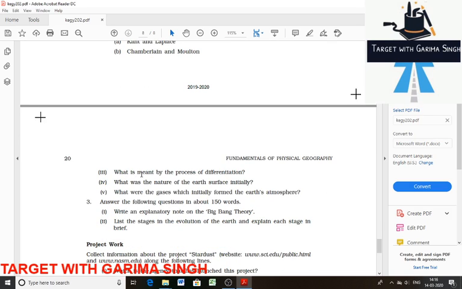Then third is, what is meant by the process of differentiation? So starting from the surface to the central part, we have layers like crust, mantle, outer core, inner core. From the crust to the core, the density of material increases. This process of Earth-forming material getting separated into different layers is called differentiation.